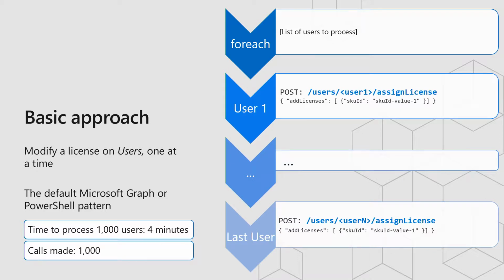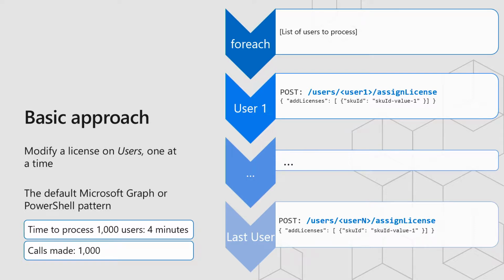Now let's look at the update operations. So here I'm assigning licenses to users, but that could be any update operation. The typical approach, again, PowerShell, I have a list of users, maybe the users I downloaded before, analyzed them and figured out I need to update 1,000 of them. I would be doing this one user at a time.